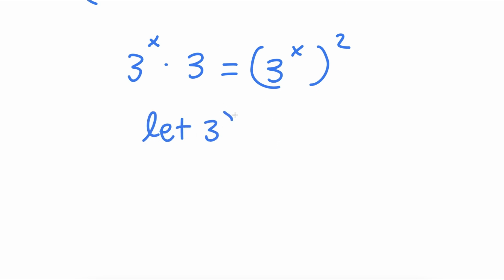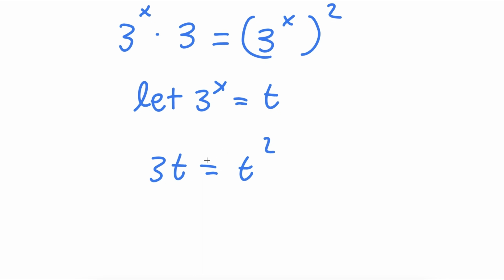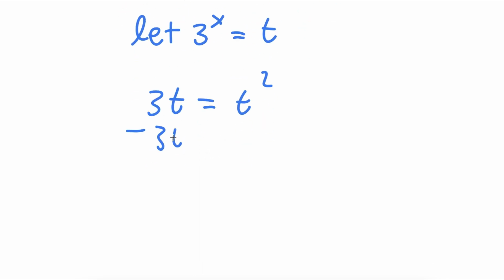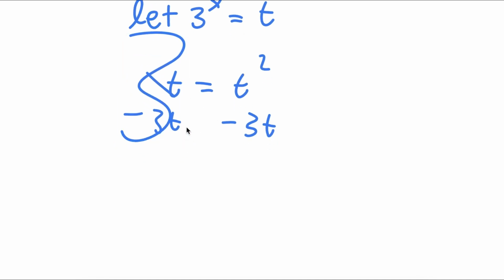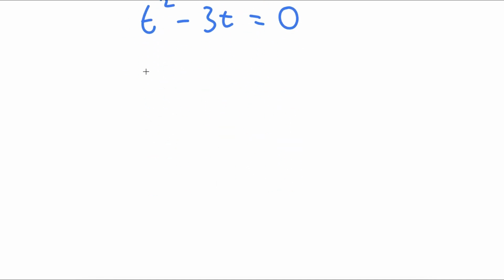Now I'm going to let 3 to the power of x equal to the variable t. So now I have 3t is equal to t squared. Now if I subtract 3t on both sides, I get t squared minus 3t is equal to 0. Now if I factor out t, I get t times t minus 3 is equal to 0.